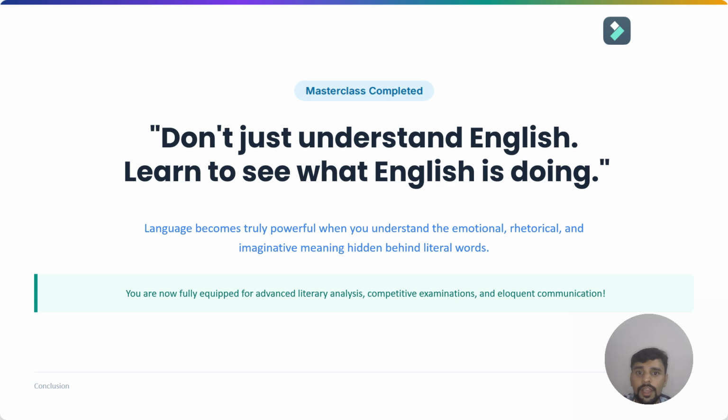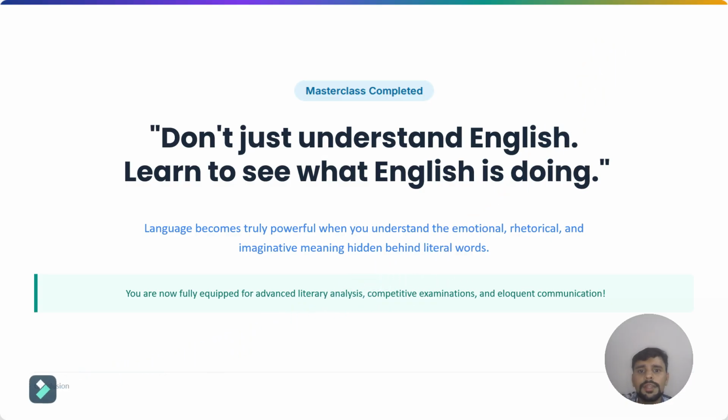If someone says I've told you a million times, ask is the number literal? No. Why exaggerate then? To create emphasis. If someone says deafening silence, ask why put these two opposite ideas together? Because the contradiction creates a powerful image. This is how advanced language learning works.